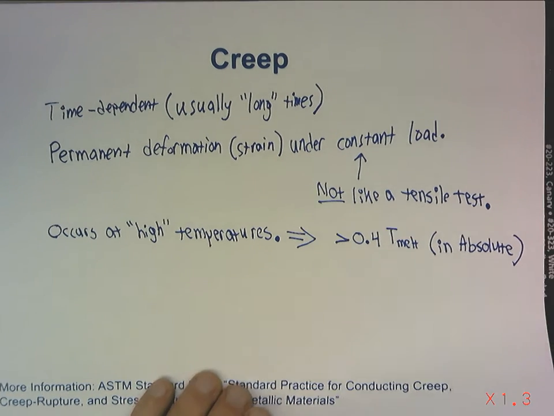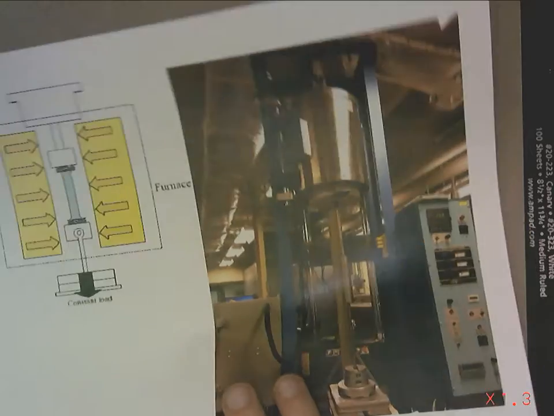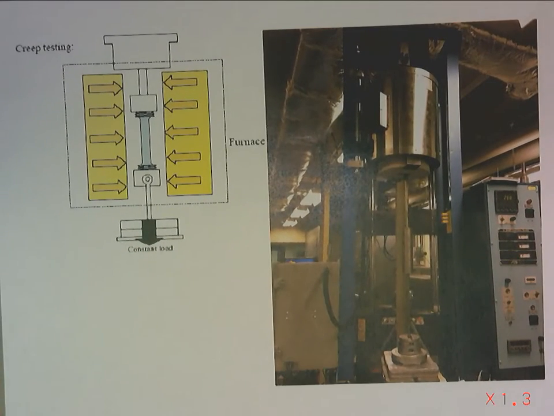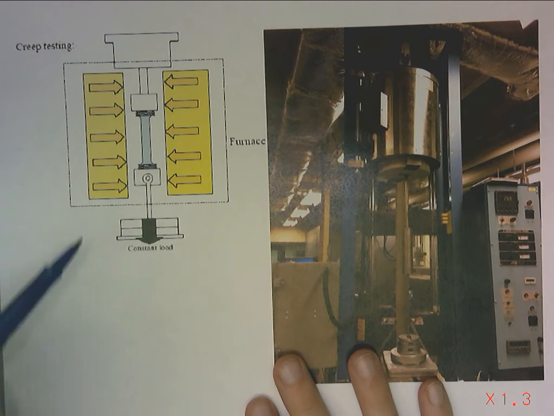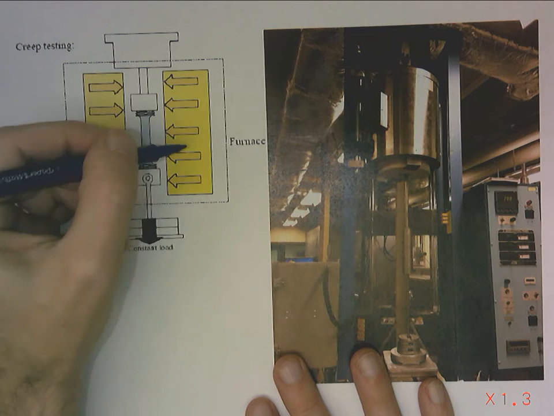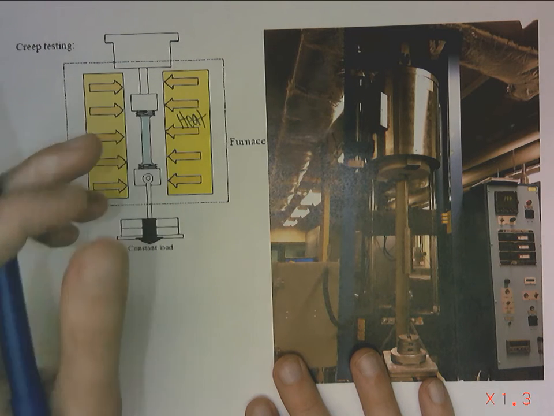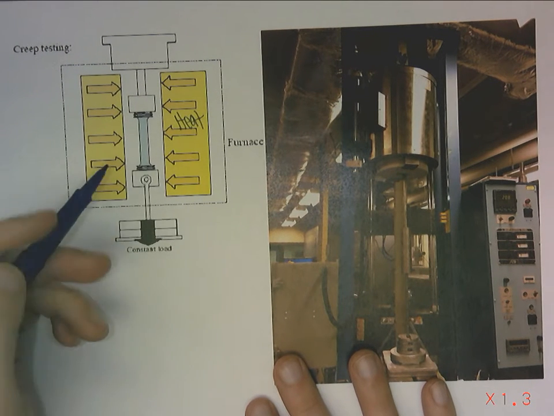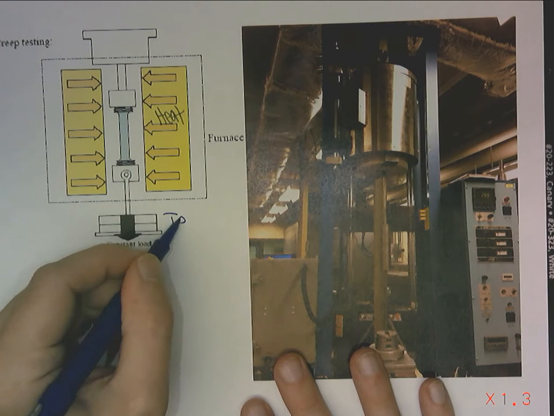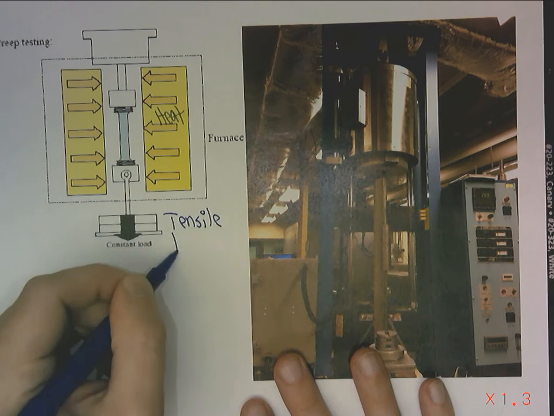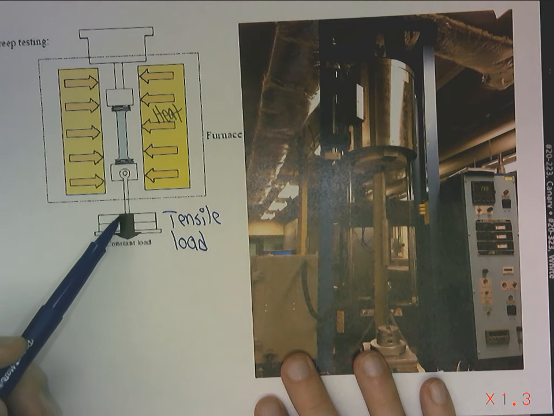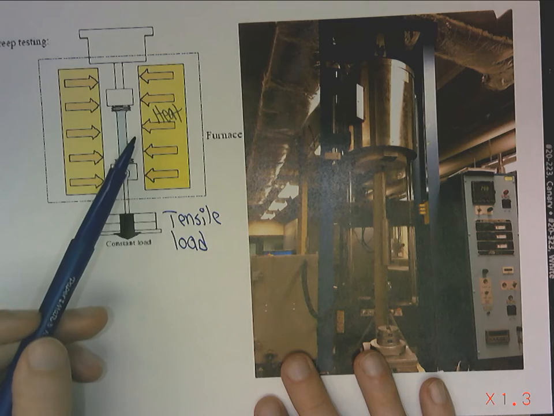So looking at analyzing or testing creep failures, we're going to have a specimen in a furnace. So here's our heat. We're going to put this under a constant load and watch how the specimen behaves under that load as heat is applied.